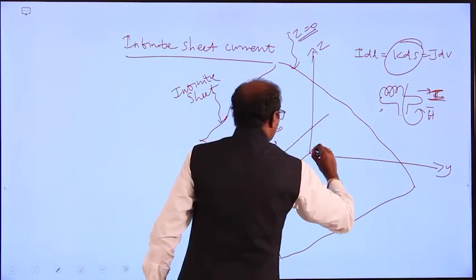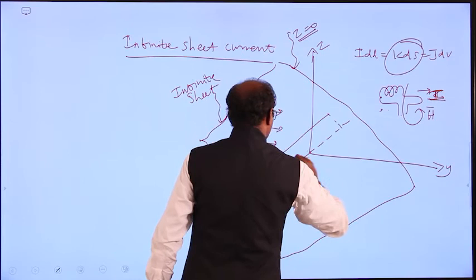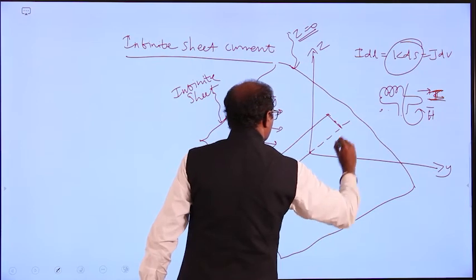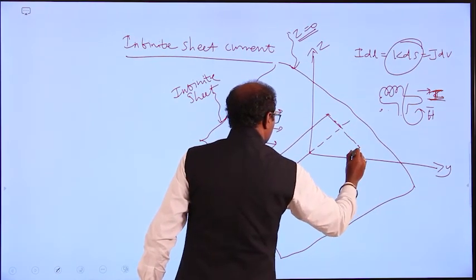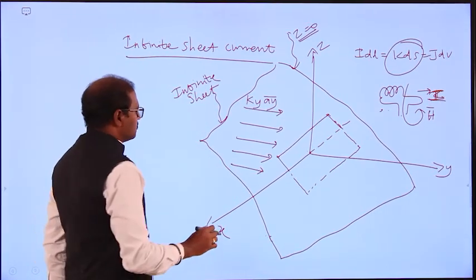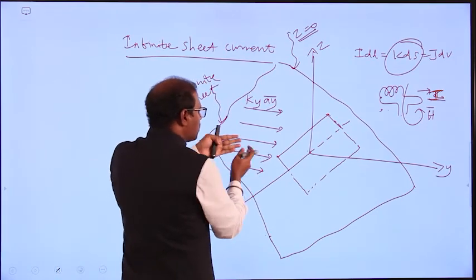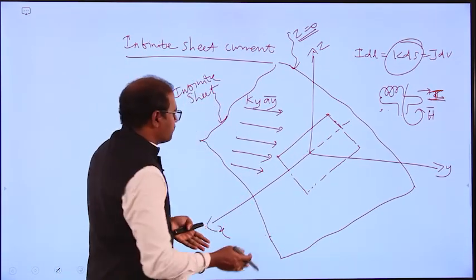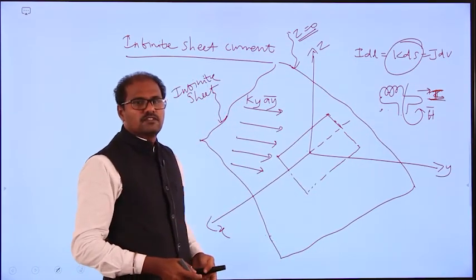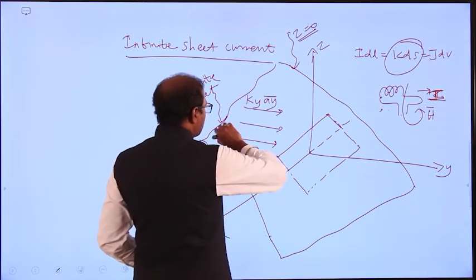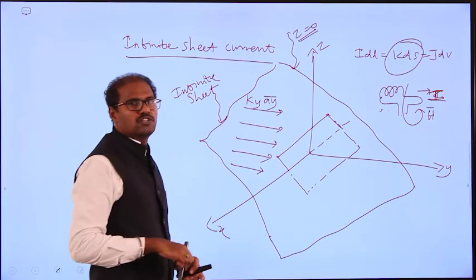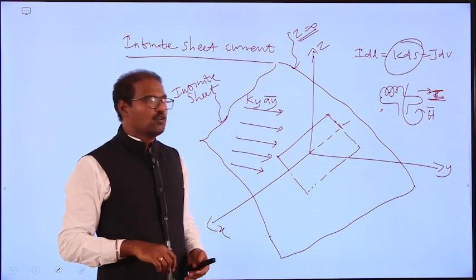We are going to make an amperian path. This amperian path will be perpendicular to the sheet, kept vertically. The current is moving through this amperian path.